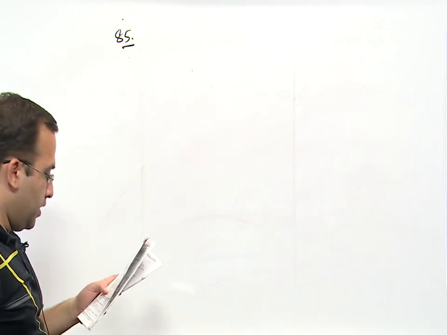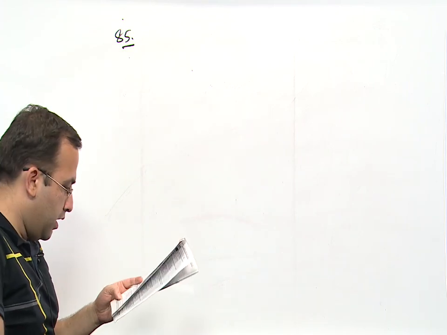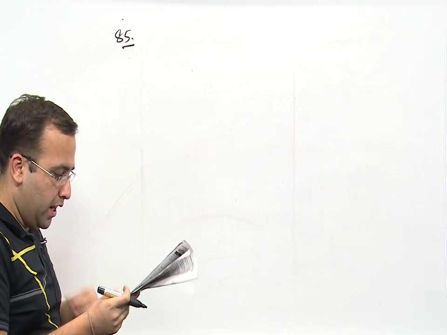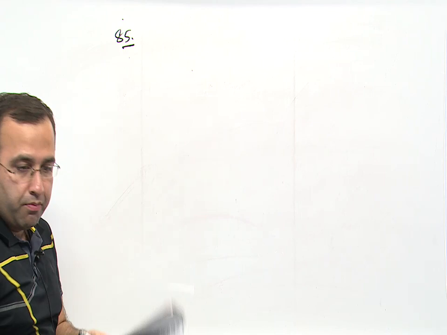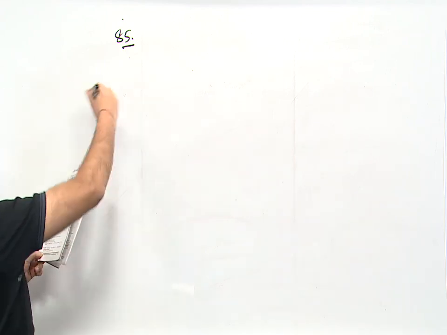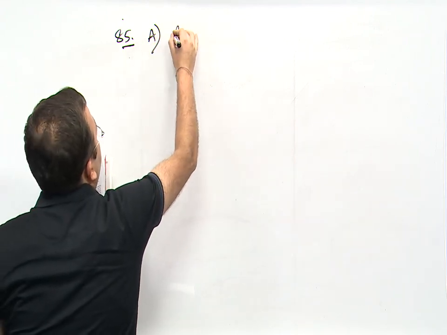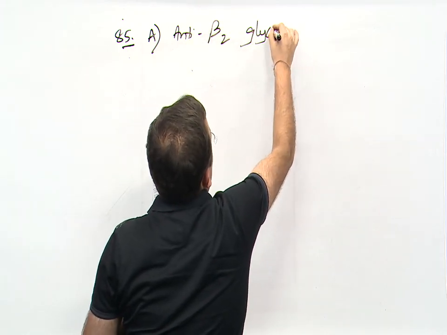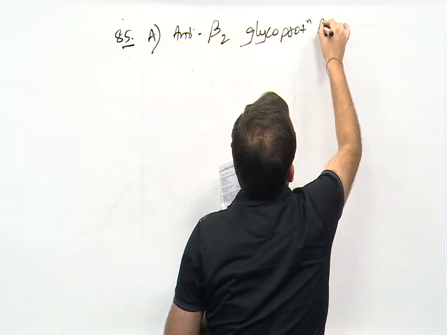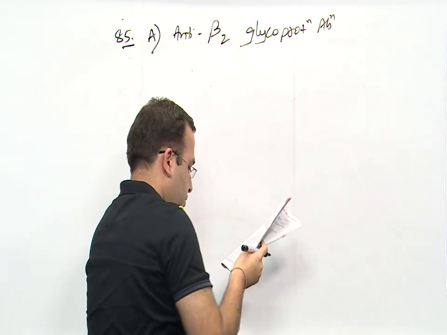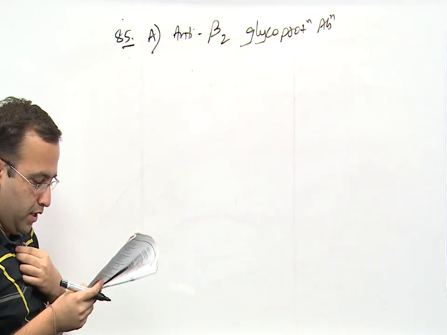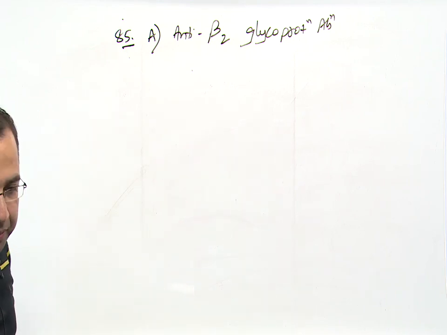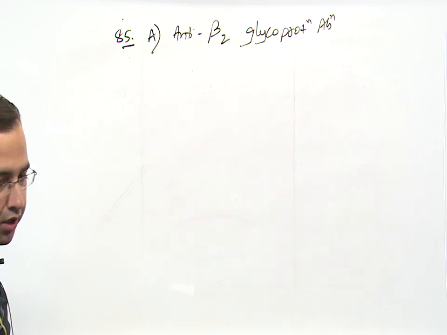This gets us to the next question, that is question 85. Most commonly seen antibody in antiphospholipid antibody syndrome. It is anti-beta-2 glycoprotein antibody. The most commonly seen antibody in antiphospholipid antibody syndrome is anti-beta-2 glycoprotein antibody.